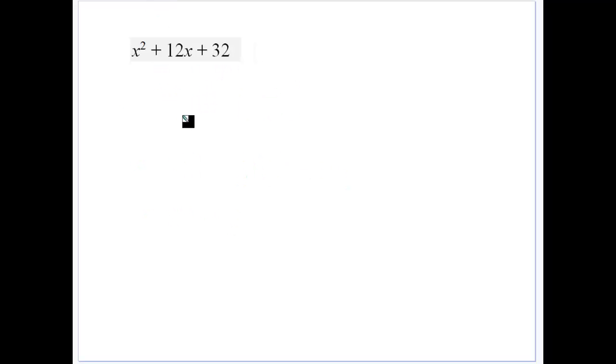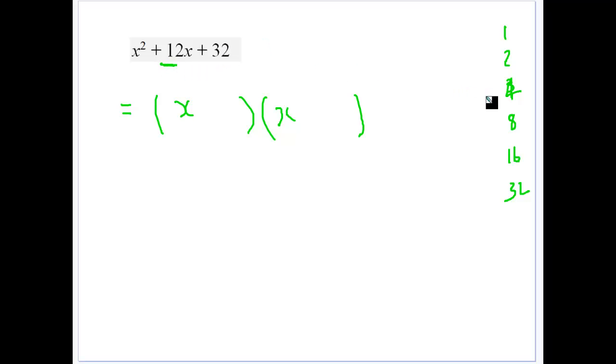So we have a look at this one. This time, what two numbers are going to multiply, because again we're going to have x there and x there, to give us 32 but add to give us 12? Now, 32 is a little bit harder, because we're looking at the factors of 32. Well, we're looking at 1, 2, oh sorry, no, 1, 2, 4, 8, 16, 32. So we've got a few combinations there. But again, we've got to get them adding to 12, so which two?